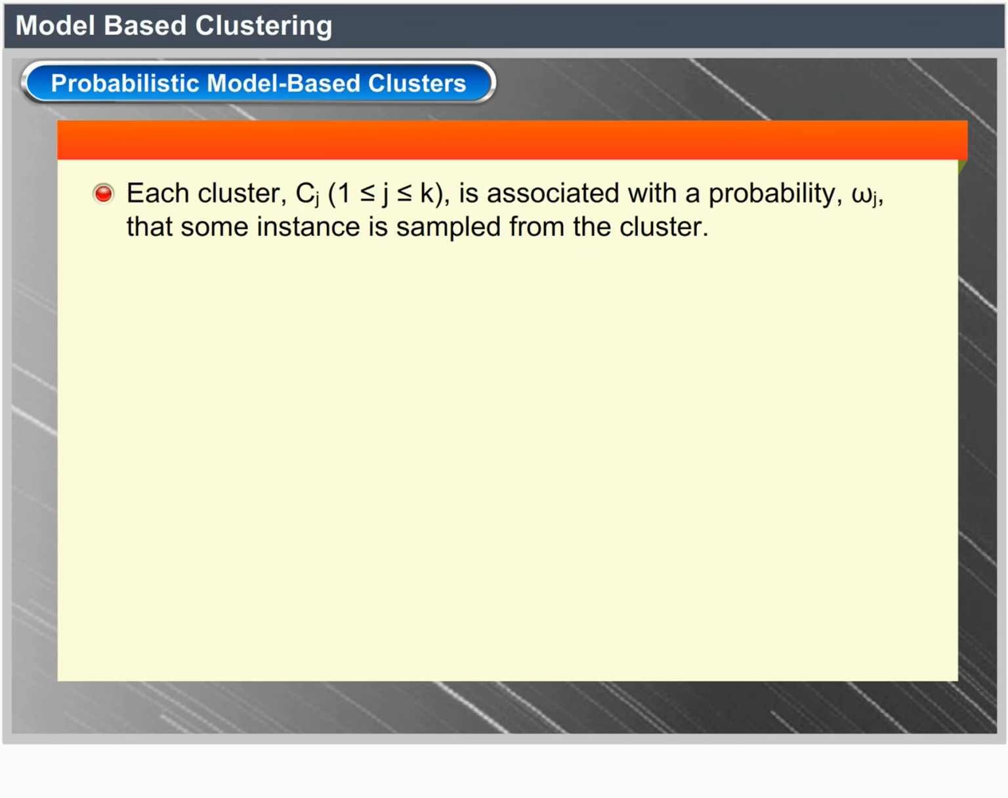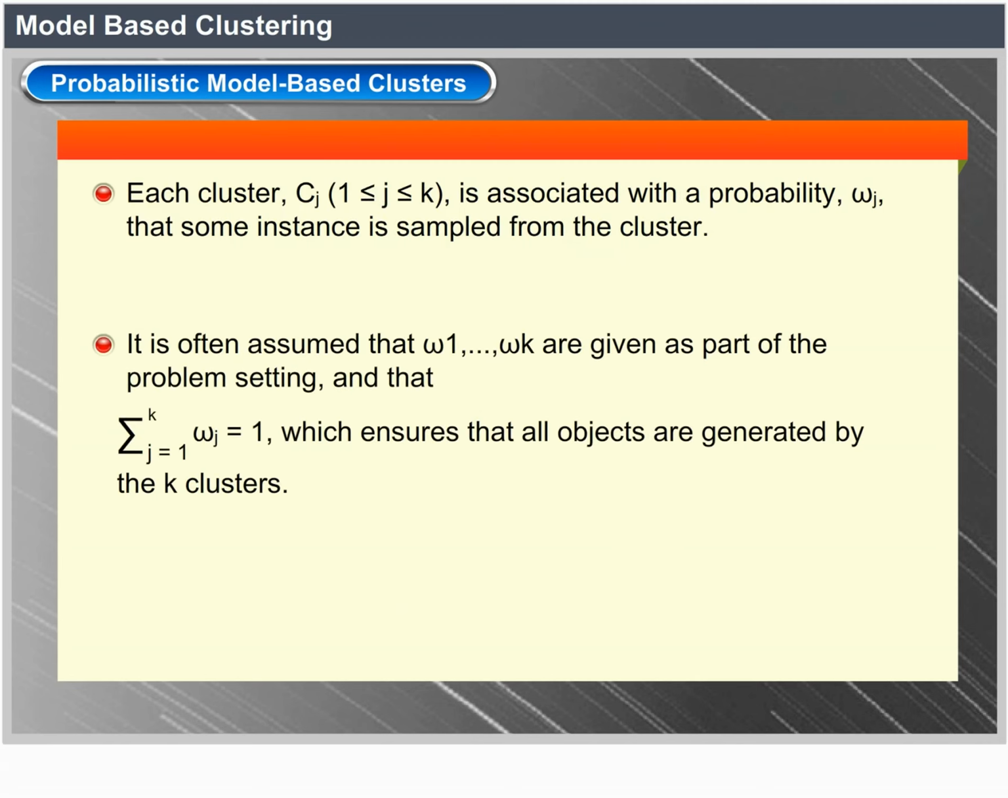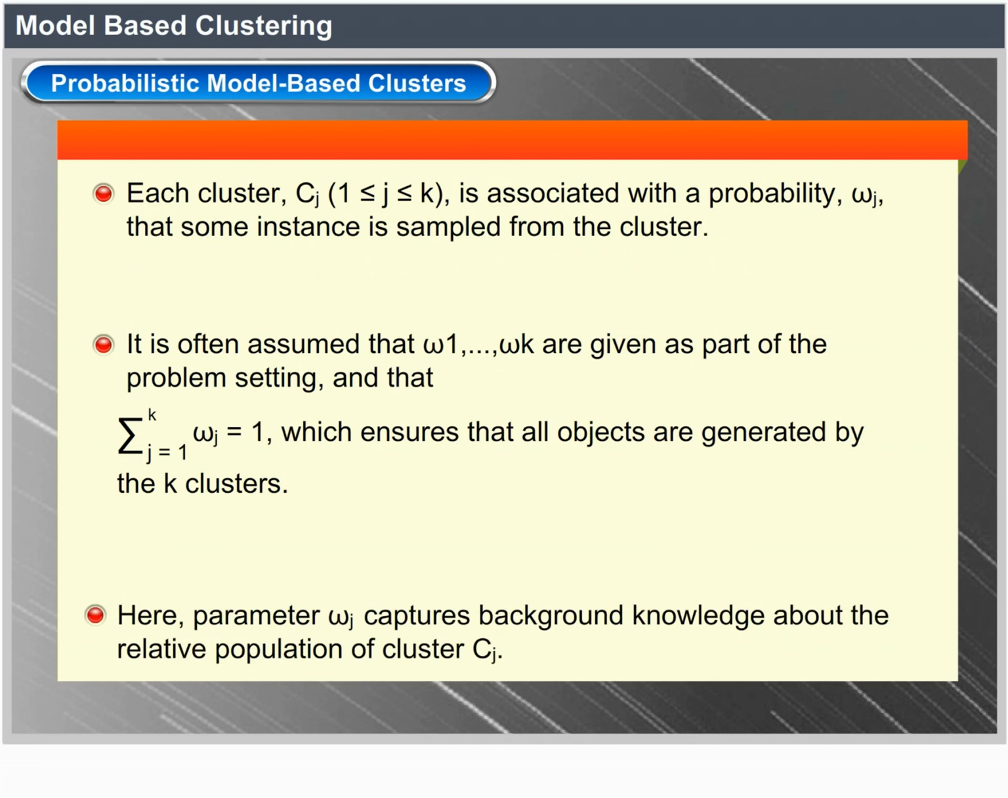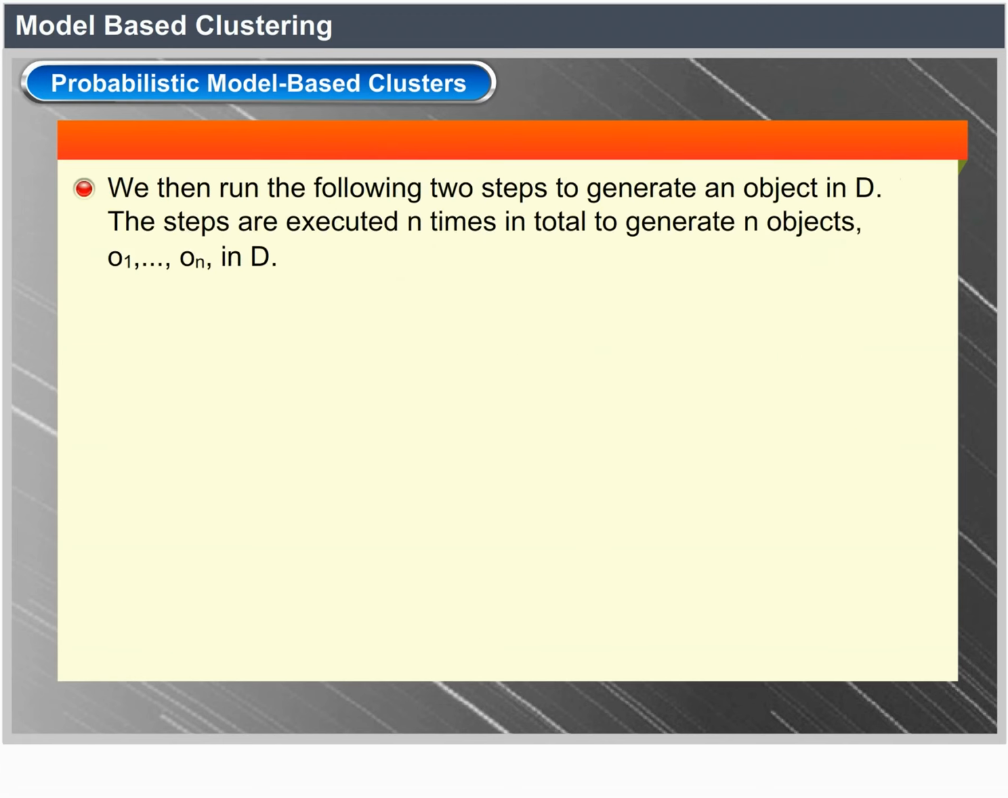It is often assumed that omega 1 to omega k are given as part of the problem setting and that the sum of omega j equals 1, which ensures that all objects are generated by the k clusters. Here, parameter omega j captures background knowledge about the relative population of cluster Cj. We then run the following two steps to generate an object in D. The steps are executed n times in total to generate n objects, O1 going up to On, in D.